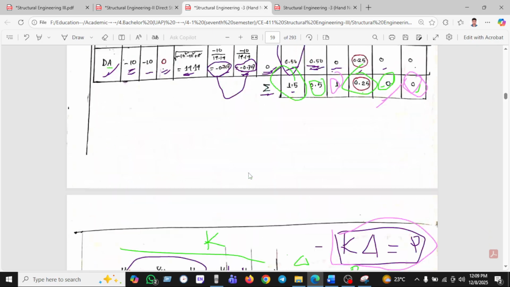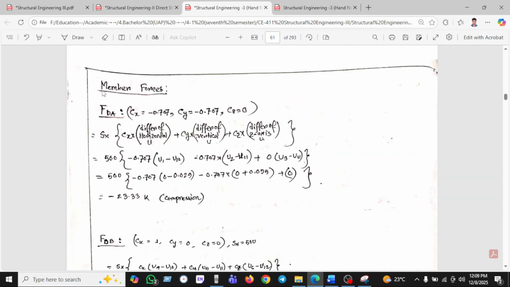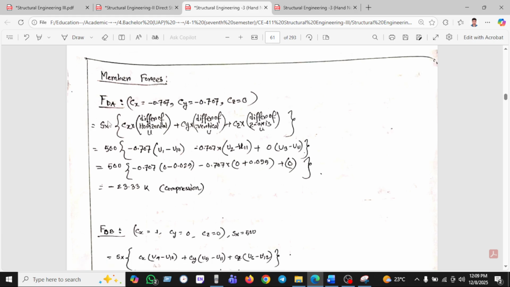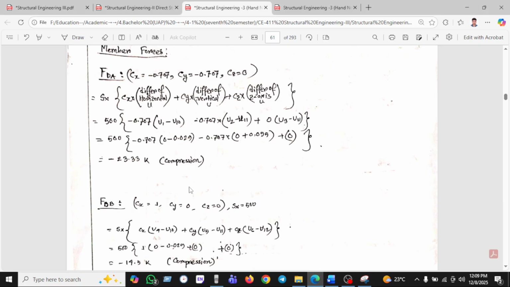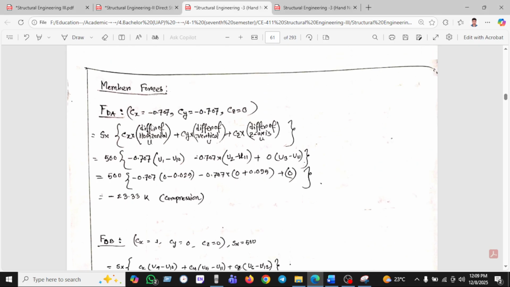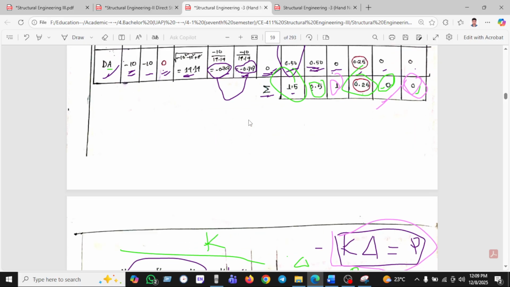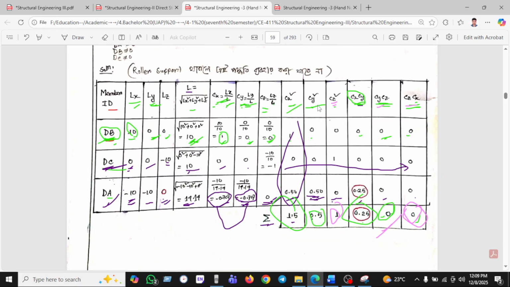And now we can find the member forces, such as FDA, the force of DA. Where is the DA? This is the D, this is the A. Now we are finding the value for member DA, that means this member. We are taking the CX value, CY value and CZ value. This is the value of CX, CY and CZ.